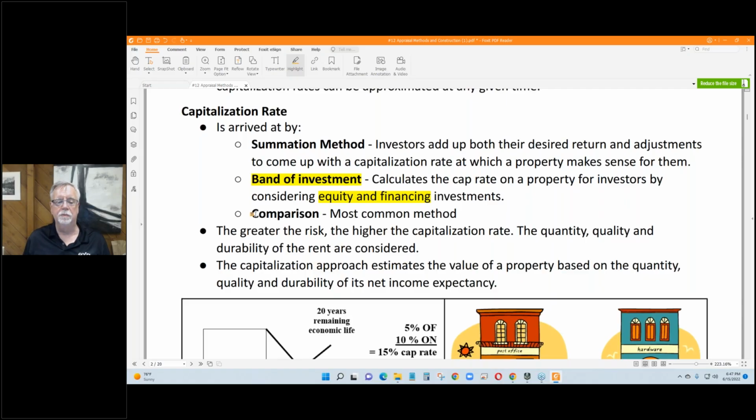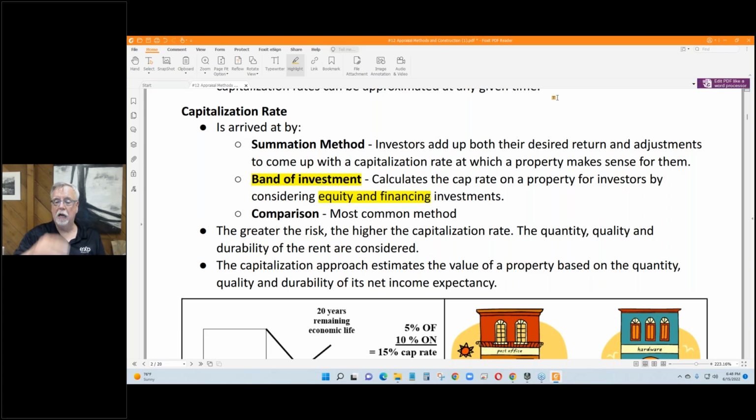Comparison is the most common method. So let's start with that. I'm going to give you an example that deals with summation. Comparison means we're appraising a multifamily unit building in the town. What do multifamily unit buildings like that typically produce in terms of net income, and when they sell, in terms of the sales price? And if we know their income and we know their value, we can find their rate.